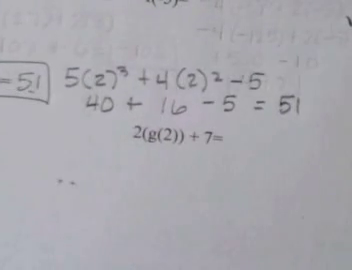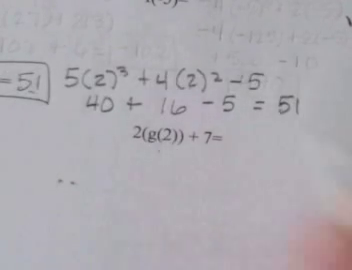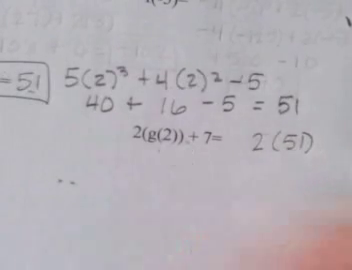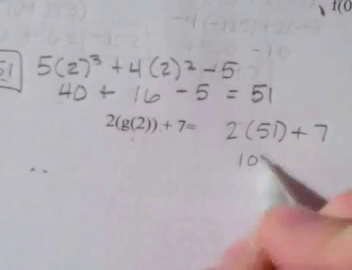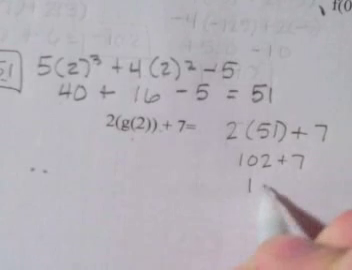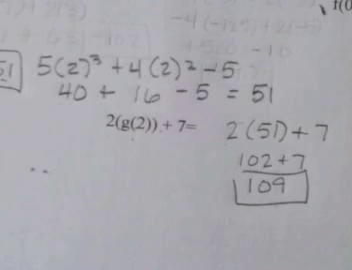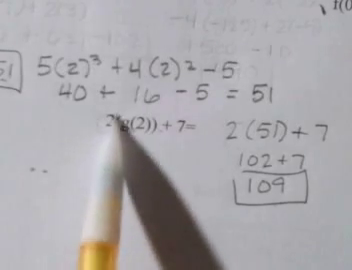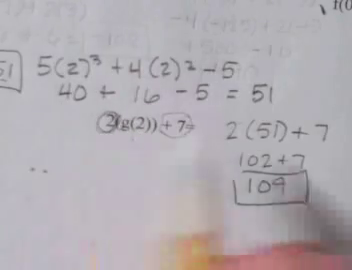Let's do the next example. This says find g of 2. Well, g of 2 is 51, right? Multiply g of 2 by 2 and then add 7. So 2 times 51 is 102, and then I add 7. So there's my answer. The key is finding g of 2 first, and then doing the things that it says on the outside of that g of 2. And you have to keep in mind your order of operations.